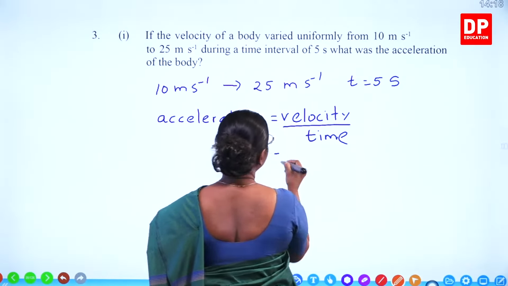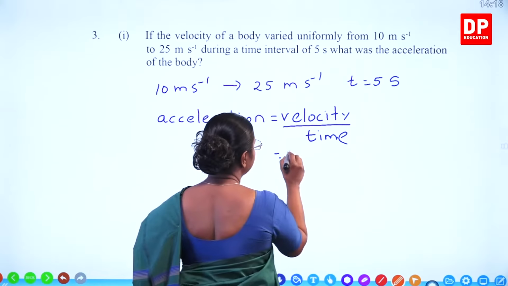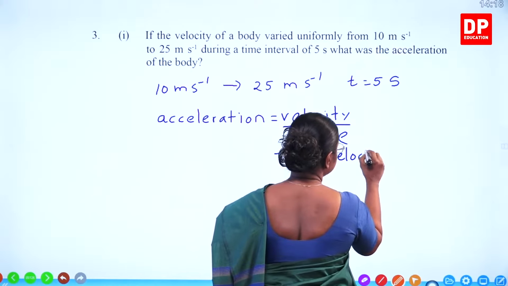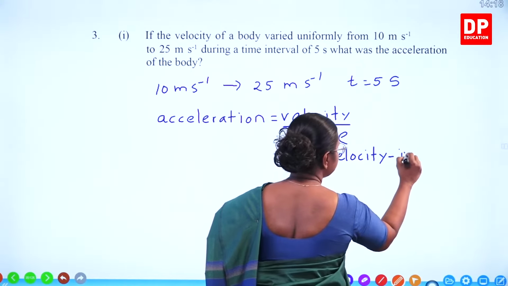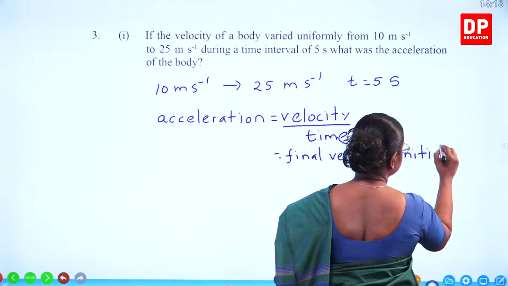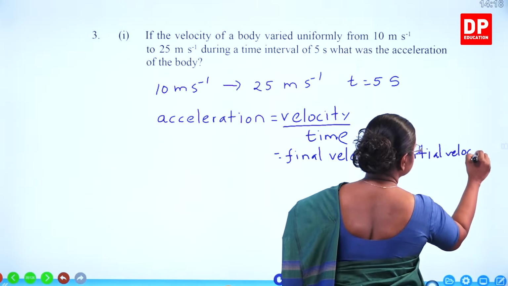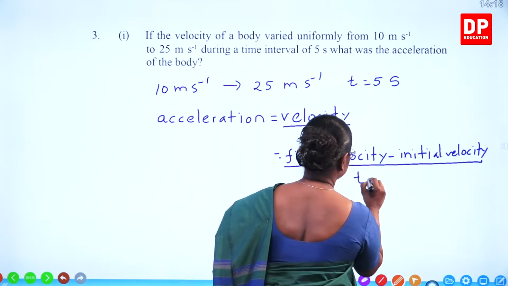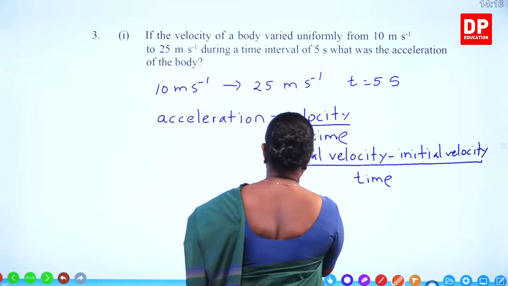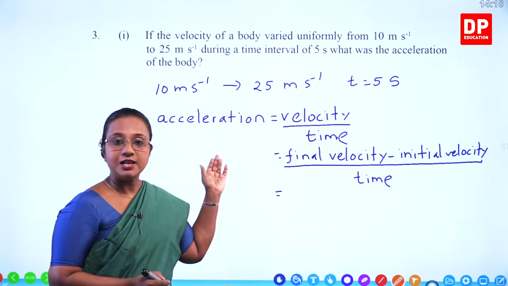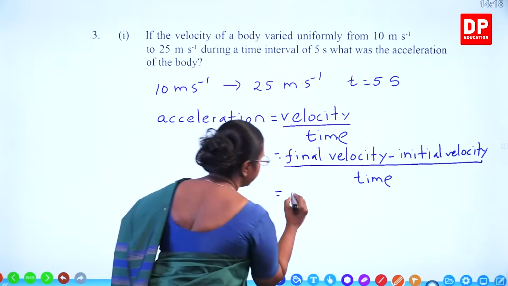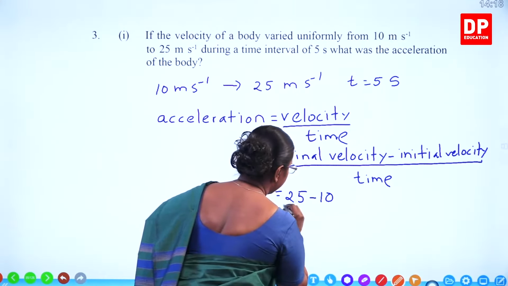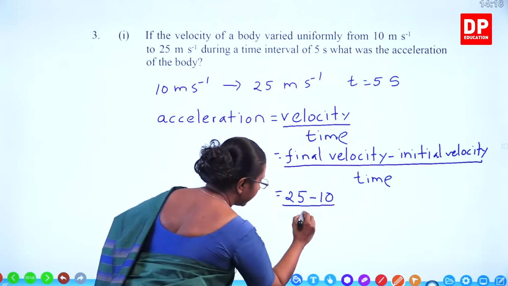When we say rate of change of velocity, it has to be the final velocity minus initial velocity, divided by time. In this question, all the values are given directly. Final velocity 25, initial velocity 10 and time 5 seconds.